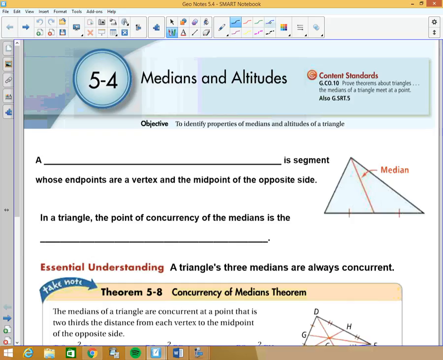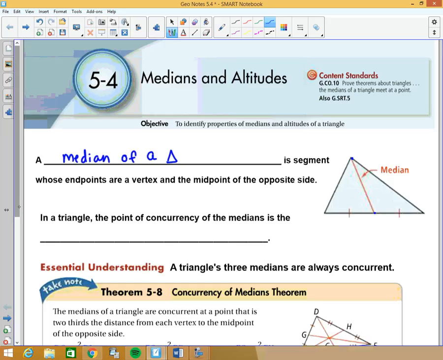Today we're going to talk about the medians and altitudes in 5.4. So the first thing we're going to do is say that a median of a triangle is a segment whose endpoints are the vertex of the triangle and the midpoint of the opposite side.